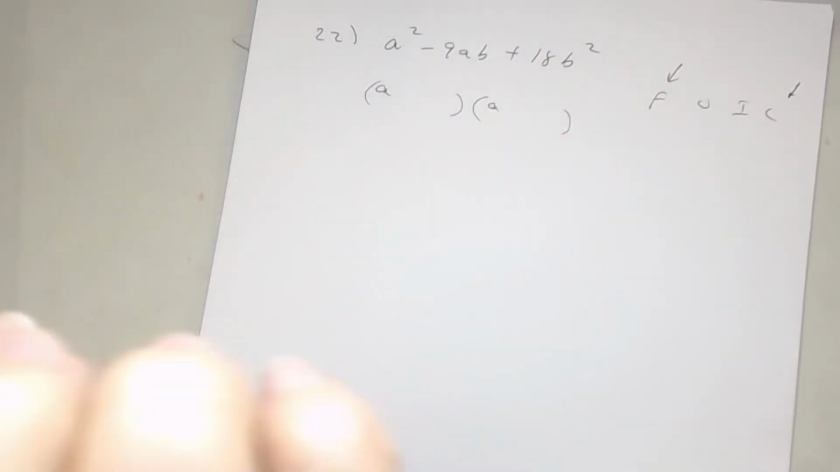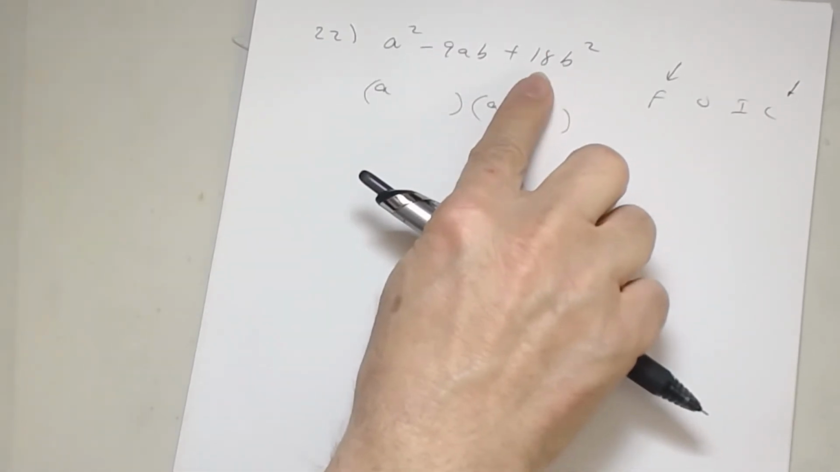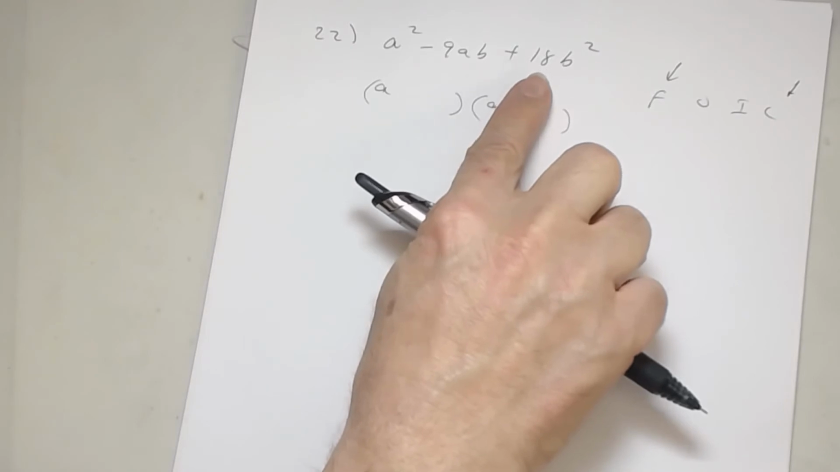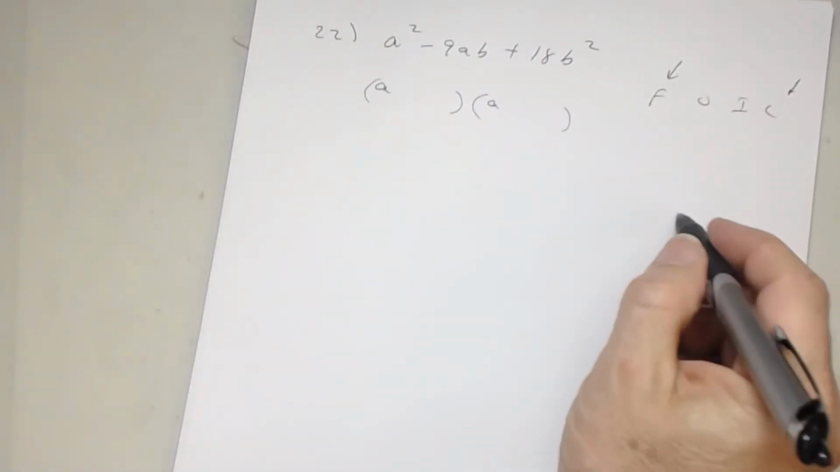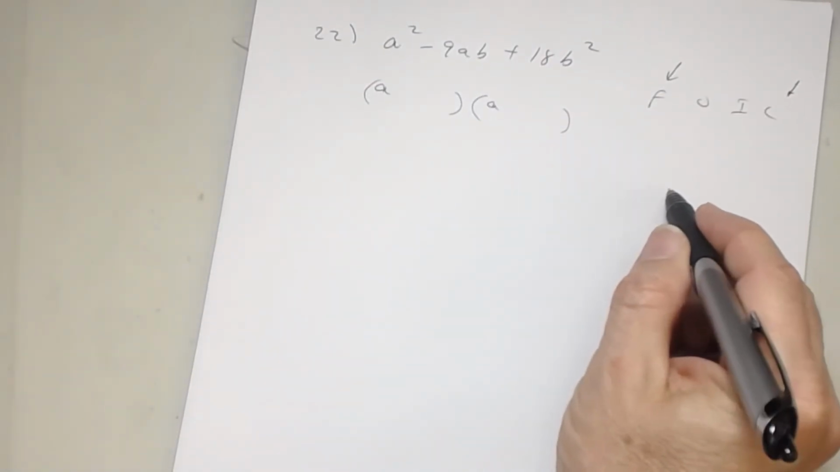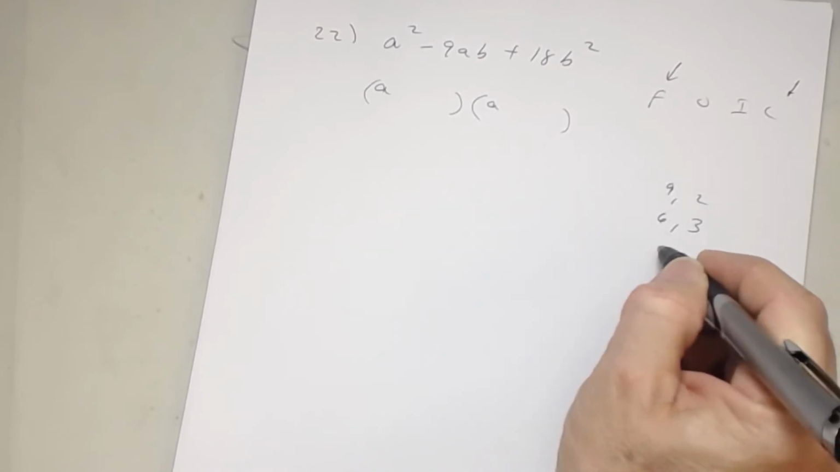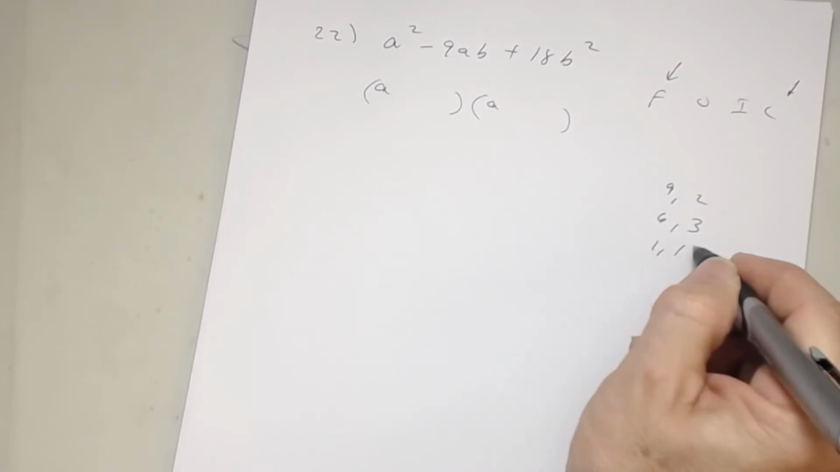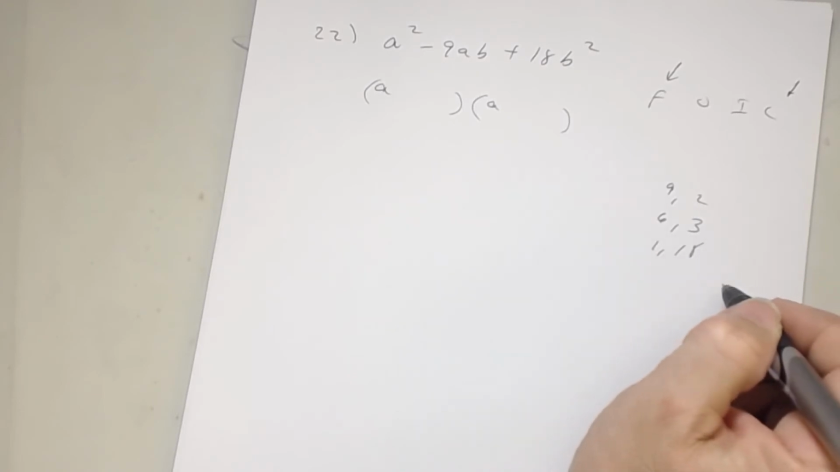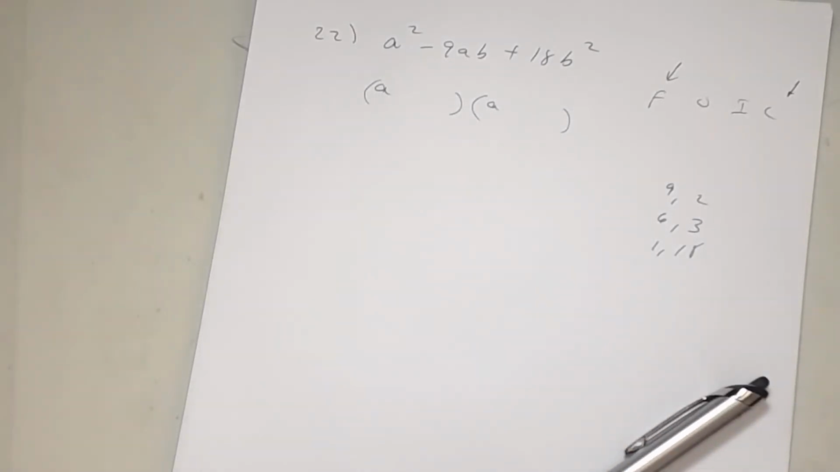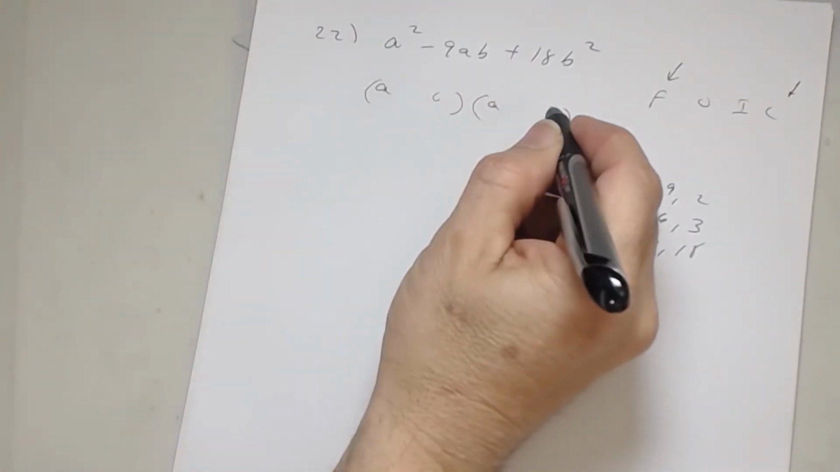What is the last term? What's that last term right here? 18b squared, right? Okay, for right now, let's just think about 18 for the moment. What are the possibilities for 18? 9, 6, 3, 1 and 18, right? That's about it. Let's try. What do you want to try first? It doesn't matter, but let's try 6 and 3. So I'm going to put the 6 here, the 3 there.